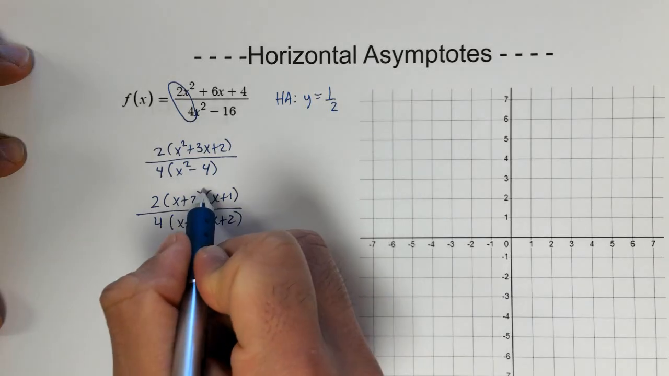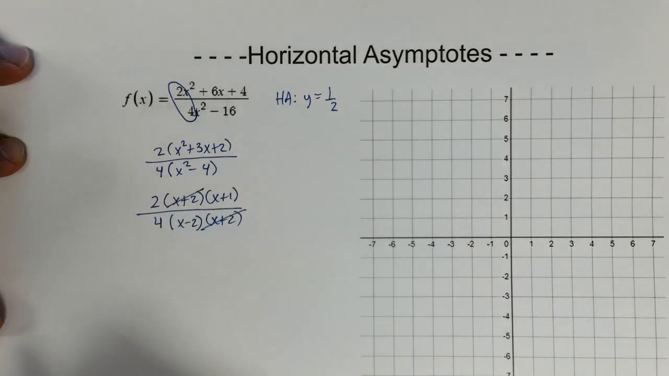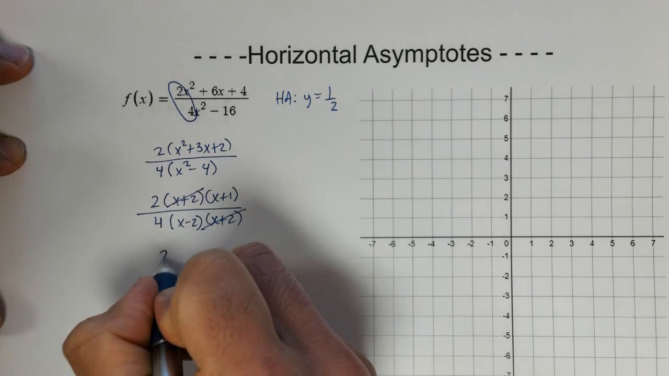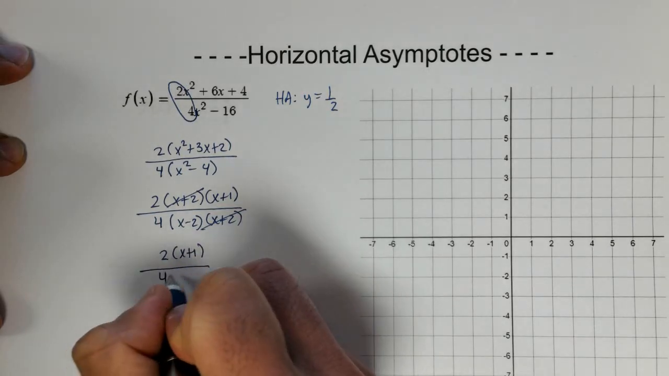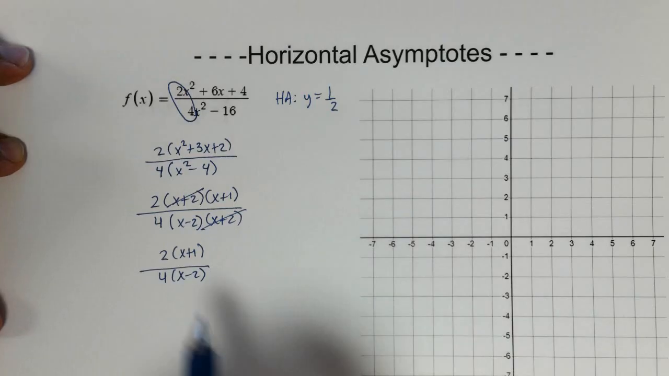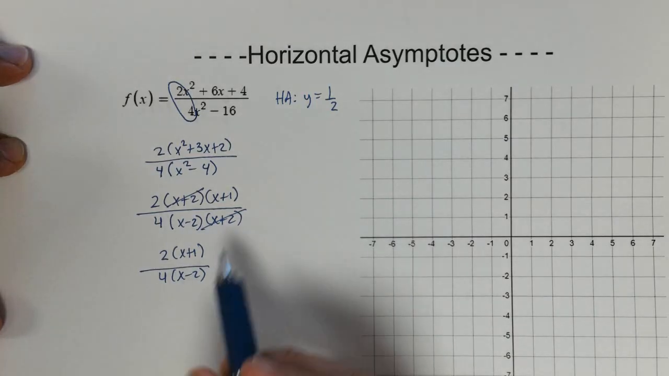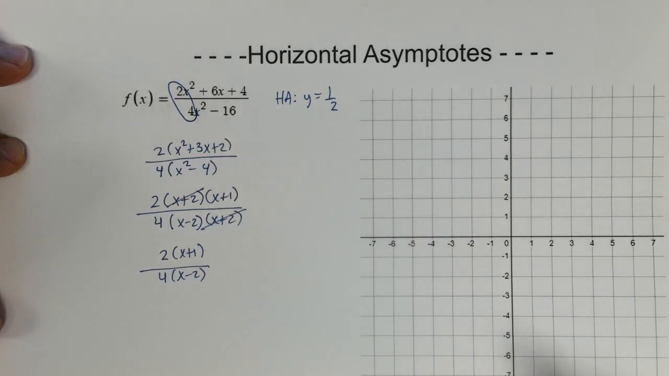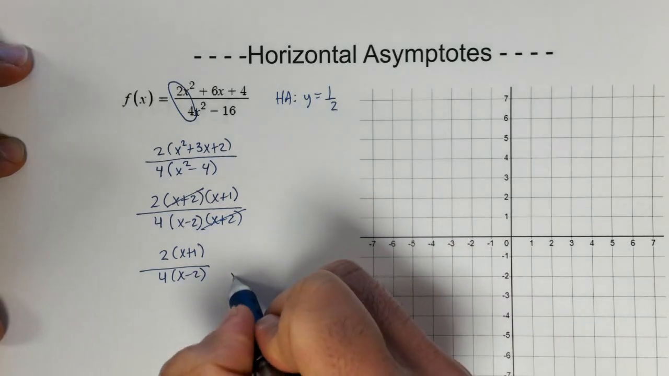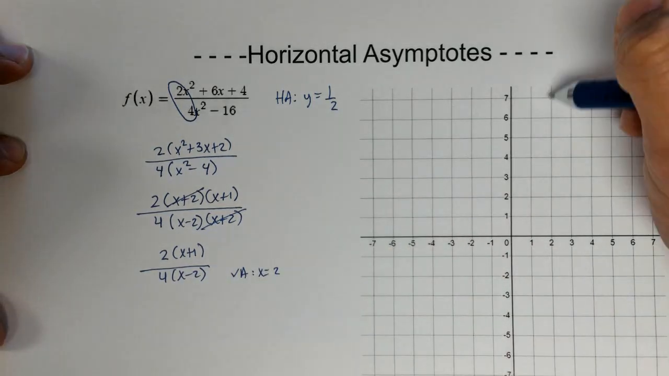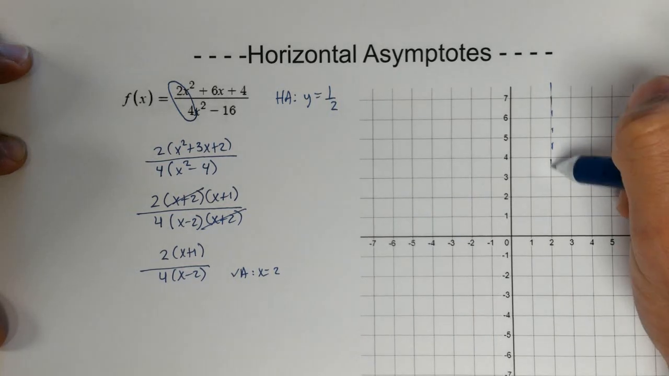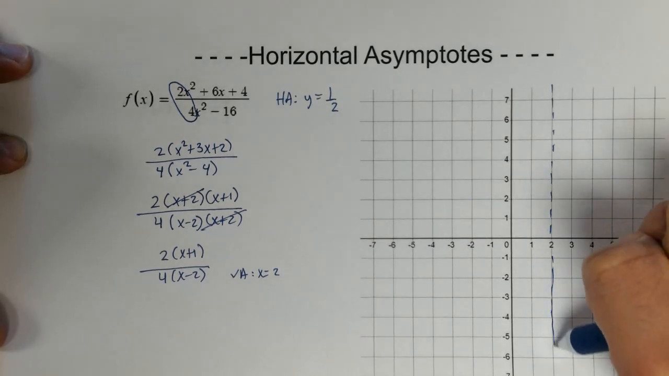As the function simplifies, notice how we're left with 2 times (x plus 1) over 4 times (x minus 2). This lets me know that there's only one vertical asymptote versus 2 vertical asymptotes. So for the vertical asymptote, I know that it's going to be at x equals 2. And I can graph that already so that I can see the vertical boundary.